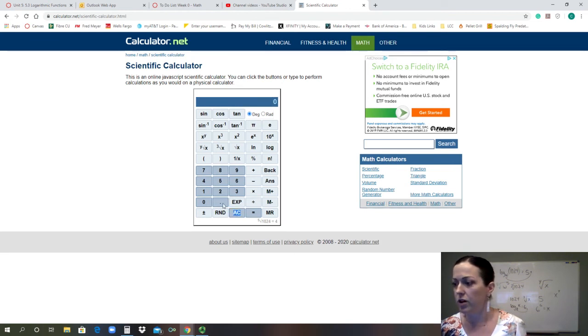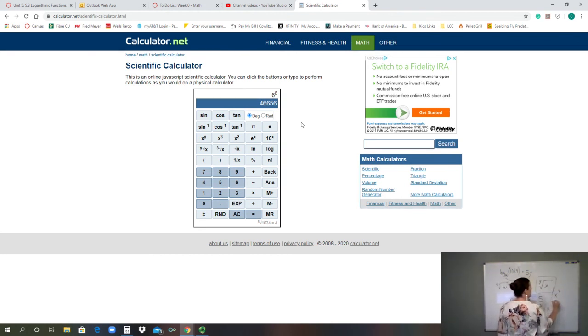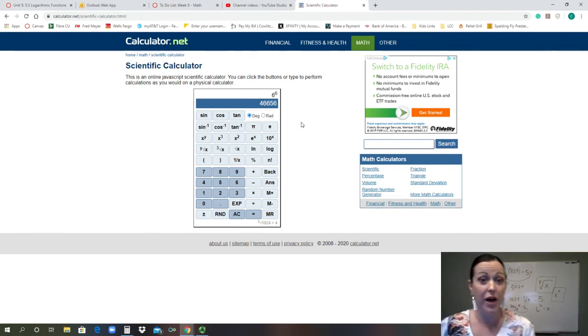Oh, I didn't clear things off. Okay, it's very confused now. Okay, so it's clear. So let's try this again. 6 x to the y. So now I have the little up in the air exponent element. There we go. 6 to the 6th power is 46,656. So these two buttons, for logarithms and exponential functions, are really important to be aware of. This one lets you reduce to find the base. This one lets you multiply up to find the answer. Okay, and I hope that helps.